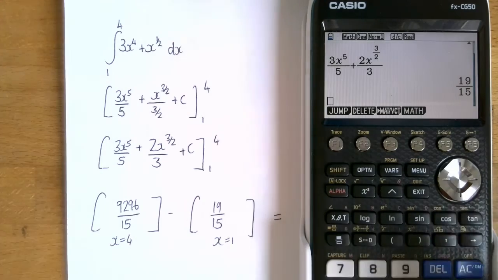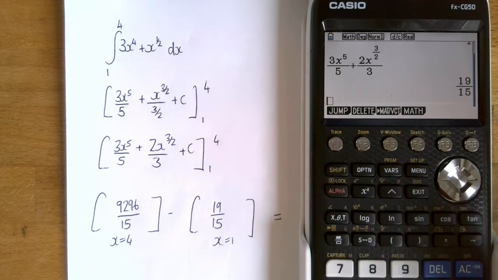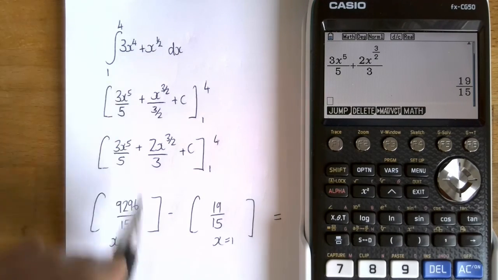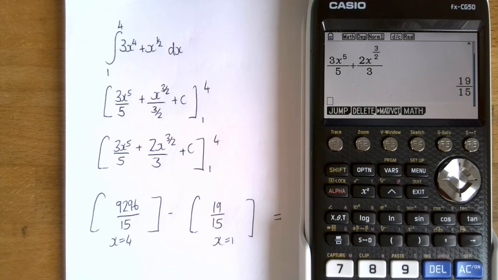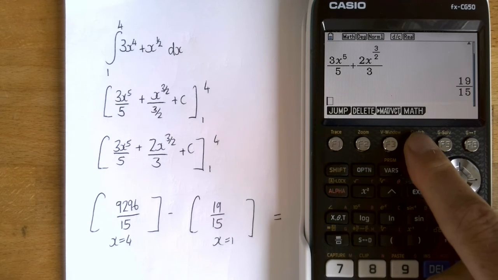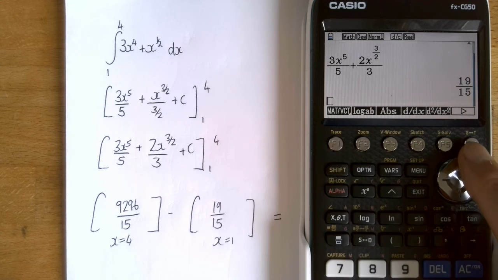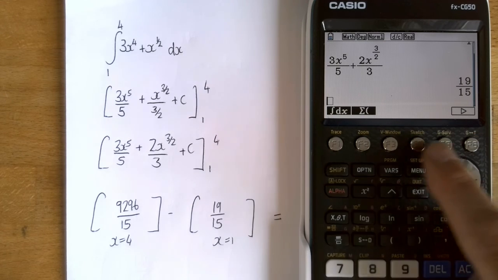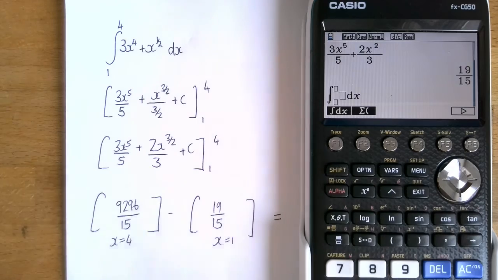And don't forget, the calculator has a definite integral function, which we can't use to solve problems like this, but we can also always use to check. So we get that by pressing Math. We use the arrow to go to the second page. There's the integral button there.